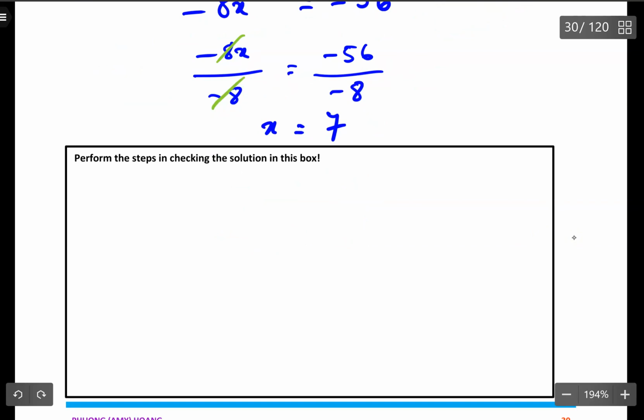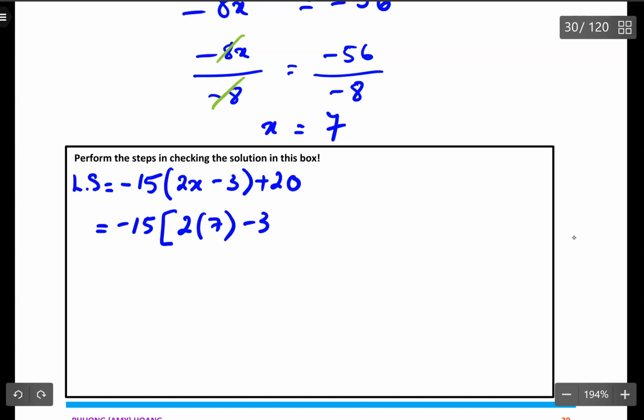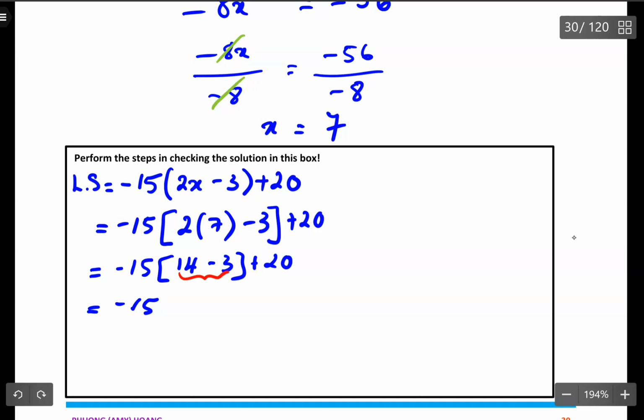Alright, so I will have a left-hand side, so I write the exact expression for that: negative 15, and I multiply that with 2x subtract 3, plus 20. Where the x is, I will substitute the 7. Now I perform the order of operations. Inside I should have 14 subtract 3, plus 20. Brackets first, so now you perform this step. You should have 11.